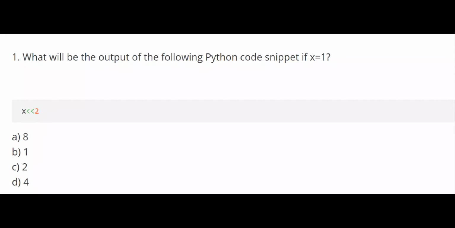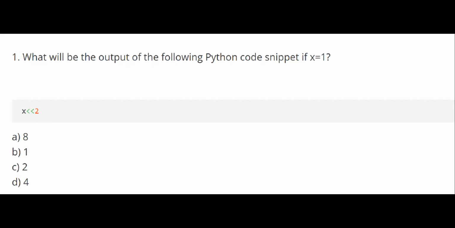In this video, I am going to explain bitwise operators in Python. How you can use the bitwise operators, bitwise or, bitwise and, and the shifting operators, left shift and right shift. So here I have prepared some questions and I am explaining the answers for the questions.